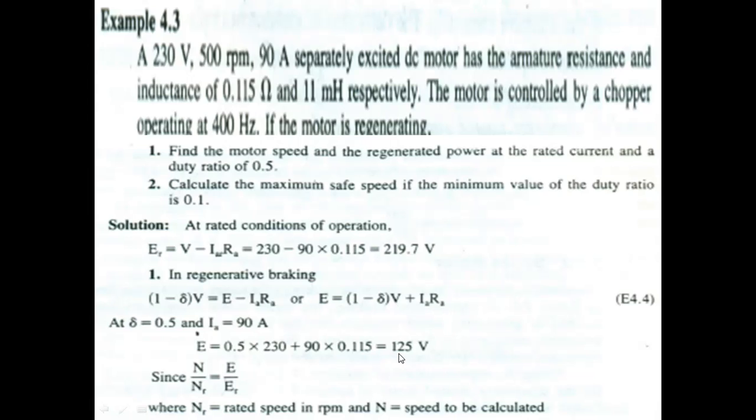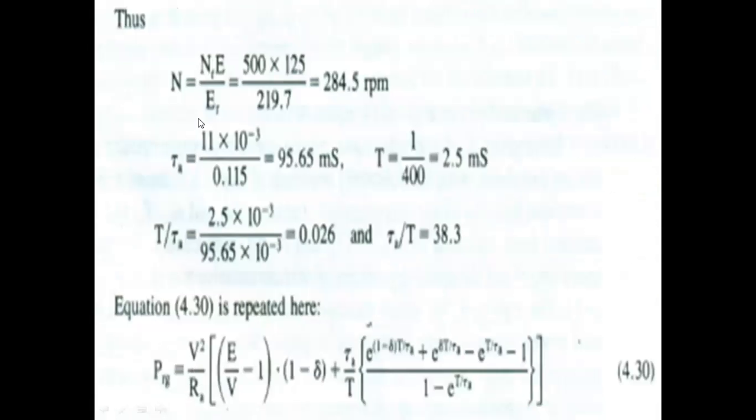We know the equation N by NR is equal to E by ER, where NR and ER are the rated values of speed and voltage respectively. NR is the rated speed in RPM and N is the speed to be calculated. So N is equal to NR into E by ER, that is, the rated speed 500 into 125, since you got E as 125 and the rated voltage as 219.7. From this, you get the speed value as 84.5 RPM.